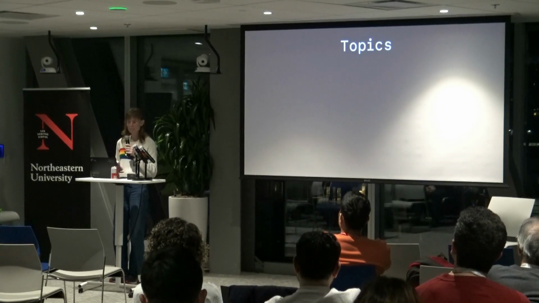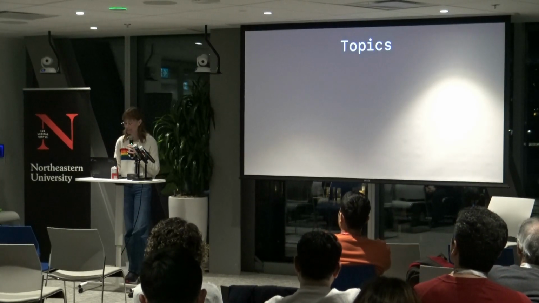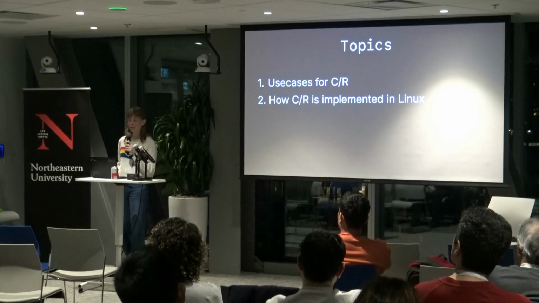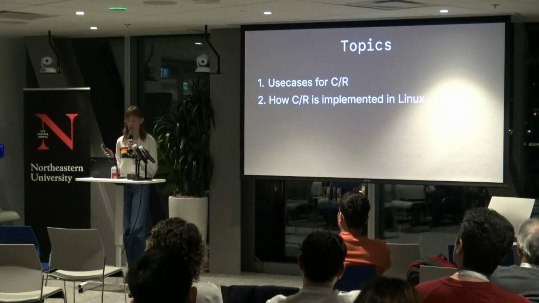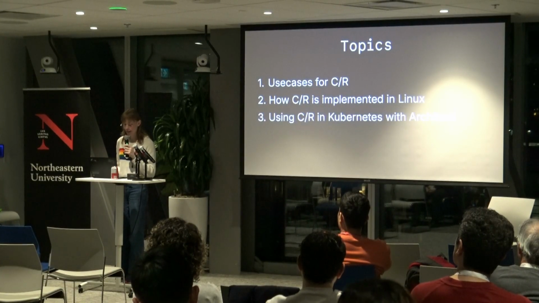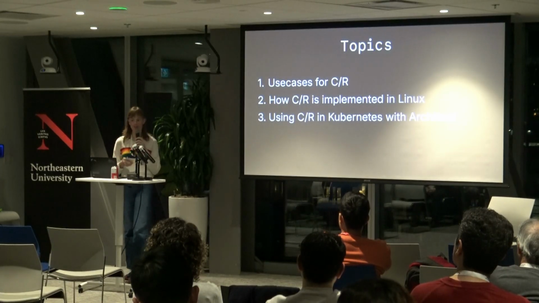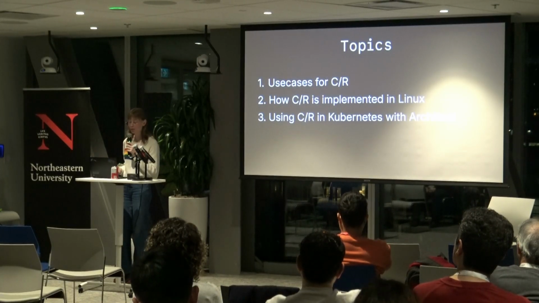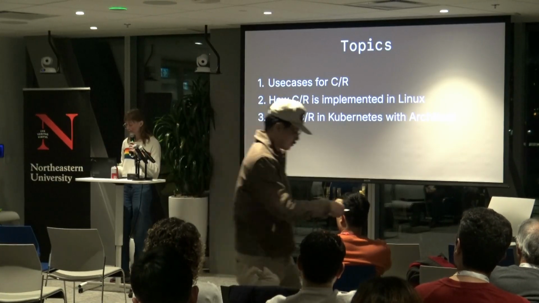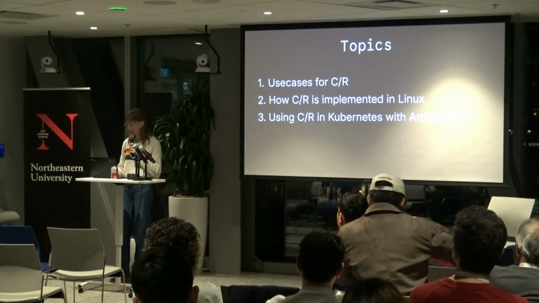I'm going to be introducing what the topic exactly does and what you can use checkpoint restore for. I'm going to be talking about three different implementations of checkpoint restore: CRIU, gVisor, and the KVM approach, and how to implement it in Linux. And at the end, I'm going to show you a live demo, hopefully we'll see how well that goes, using it inside of Kubernetes with a product we're developing called Architect. But first of all, I want to talk about some use cases.